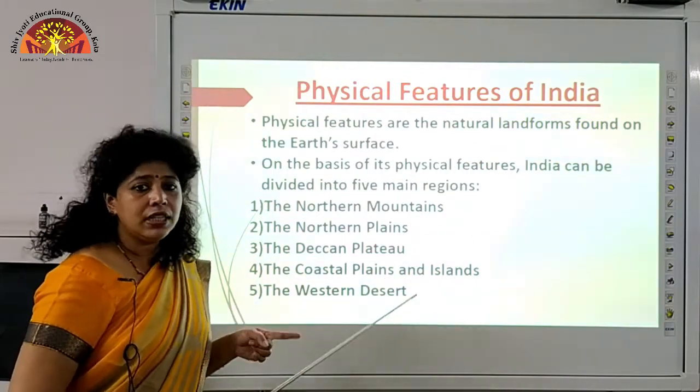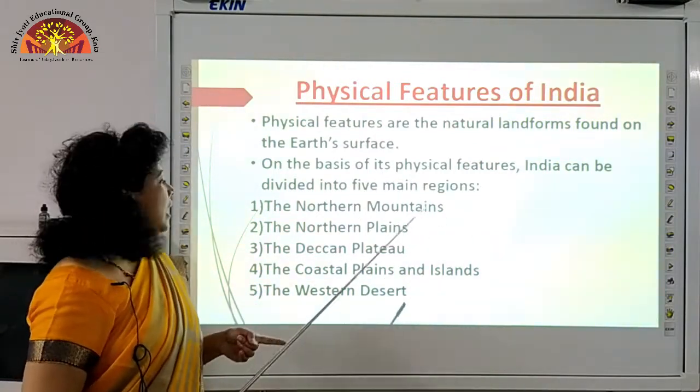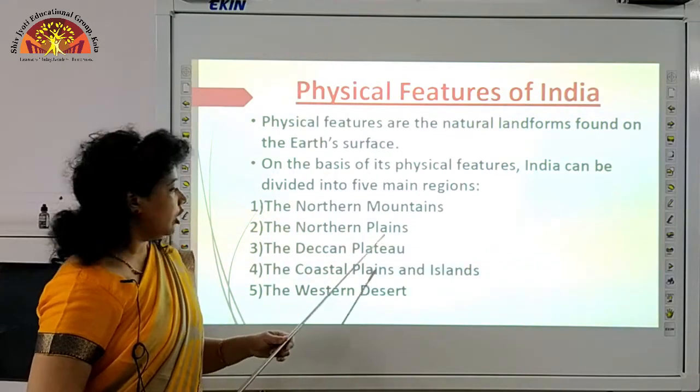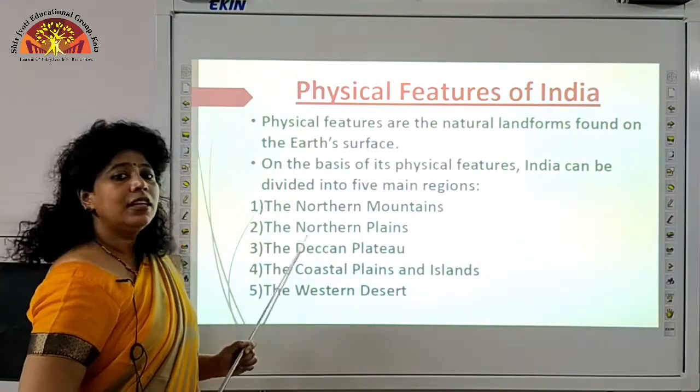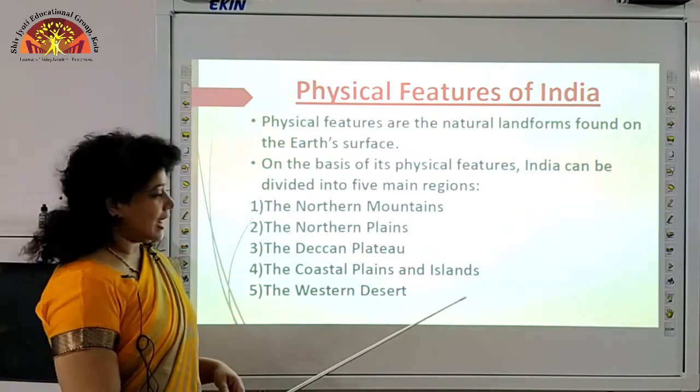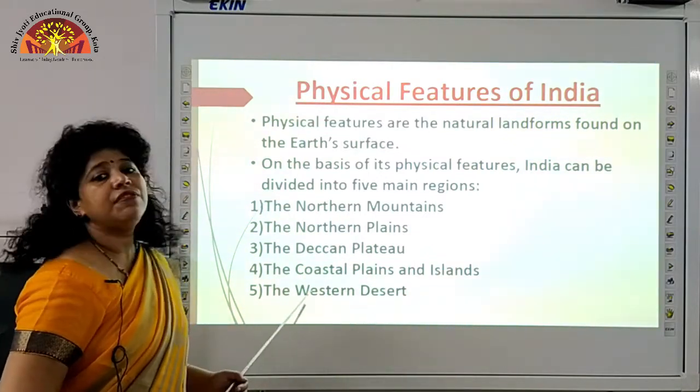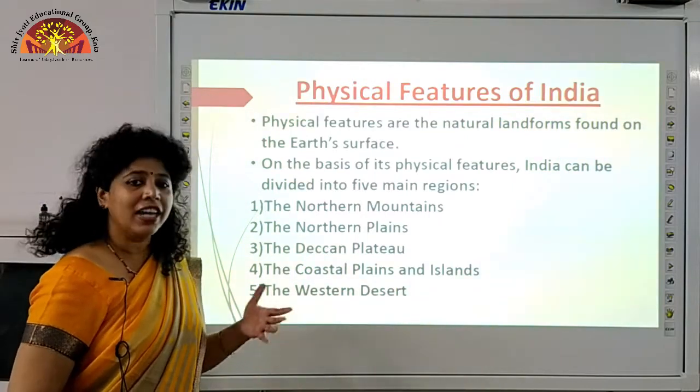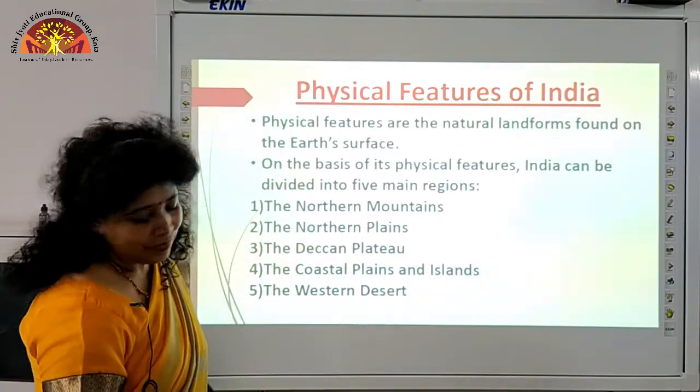First, the northern mountains, that is your Himalayas. Second, the northern plains. Third, the Deccan Plateau. Fourth, the coastal plains and islands. And fifth, the western desert, that is your Great Indian Desert.